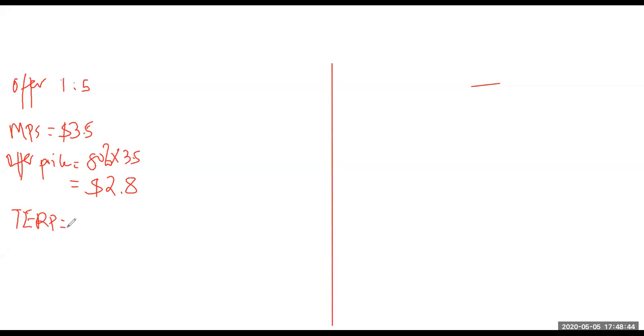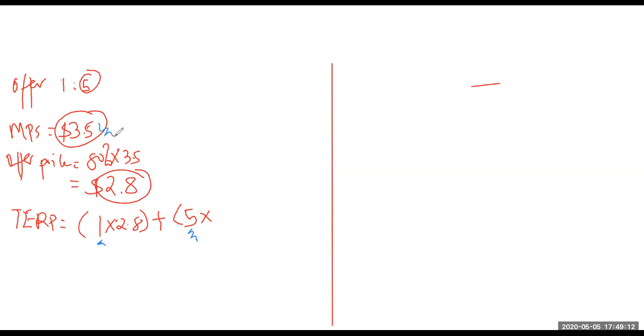You are told that you're going to get 1 new share, but it's not for free. You pay 2.8 shillings for that 1 new share. For you to get this 1 new share, you must have at least 5 shares, and the value of those shares is 3.5. Don't forget, 2.8 is the value of the 1 new share. The value of the 5 shares is 3.5.